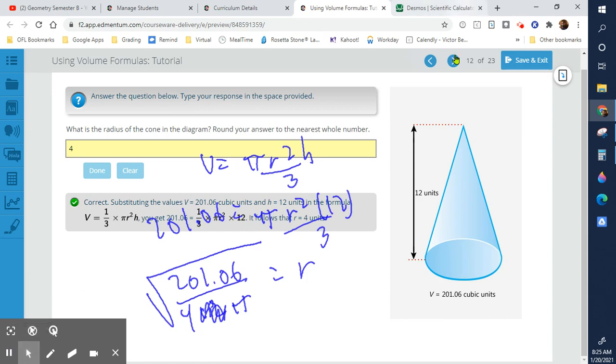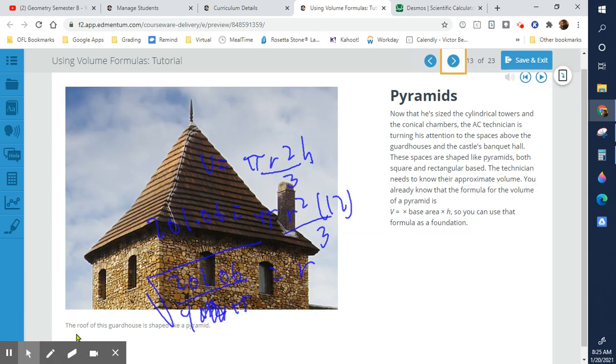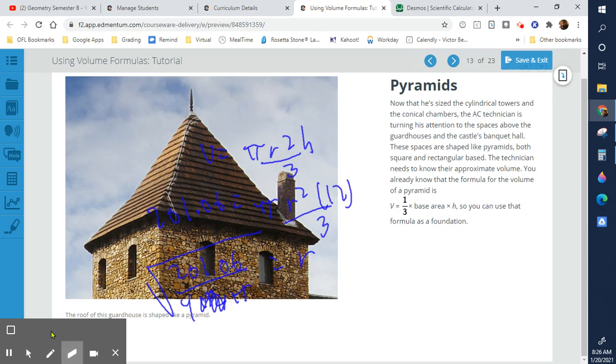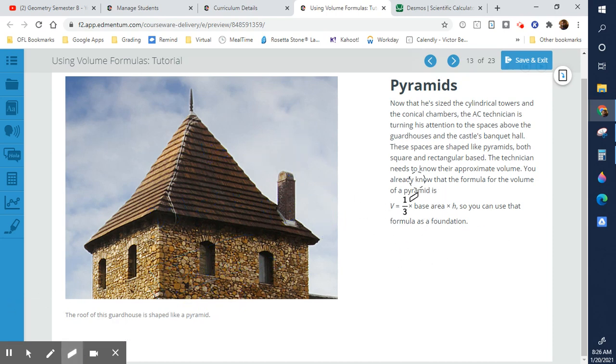All right, so going on to the next one. Let me erase this. The next one we're dealing with is a pyramid. So if we remember, a pyramid is essentially a third of it. Because it's a triangle, it's kind of like a cone is a type of triangle. We're going to do the base.